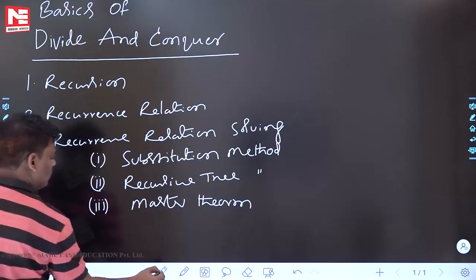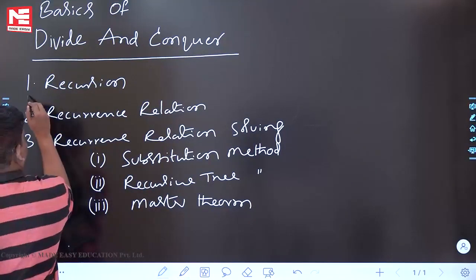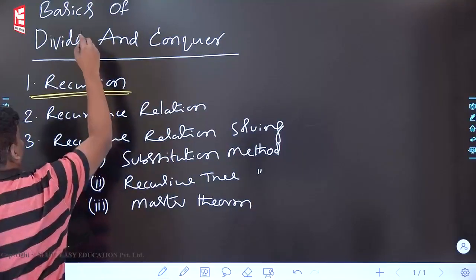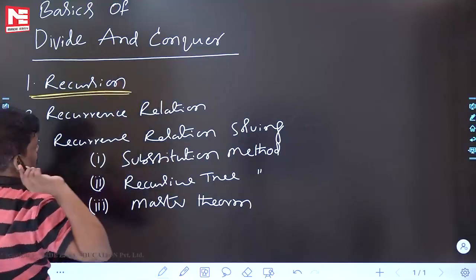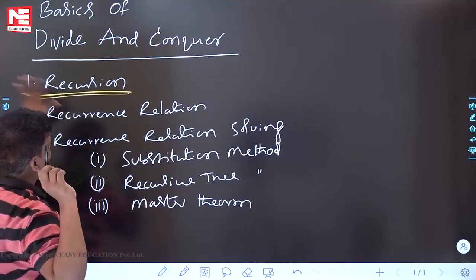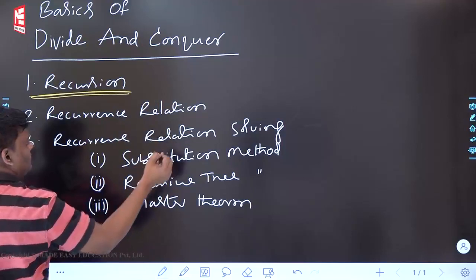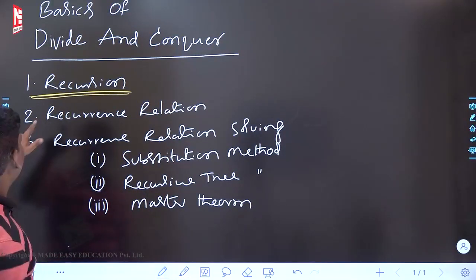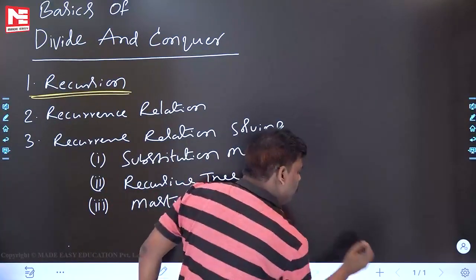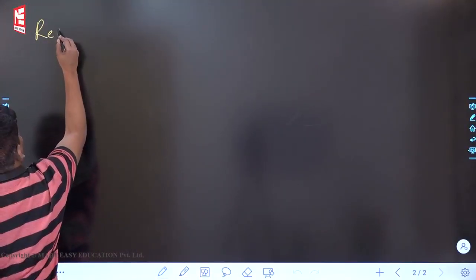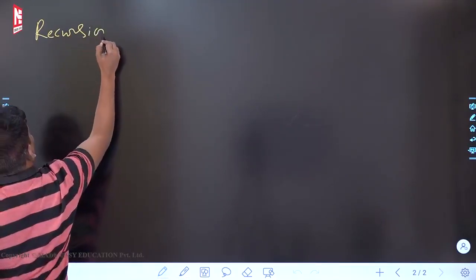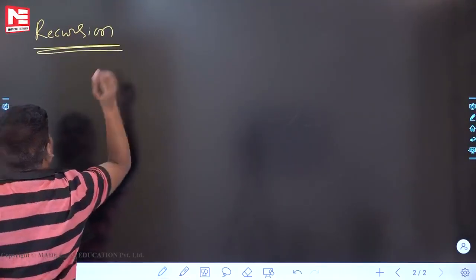What is the first one? Recursion. I am really saying to you, these are the basics which are required for divide and conquer. Without these basics, you cannot do divide and conquer: recursion, recurrence relation, solving. Let's start the first one, recursion. If you are comfortable with the basics, divide and conquer becomes very simple.